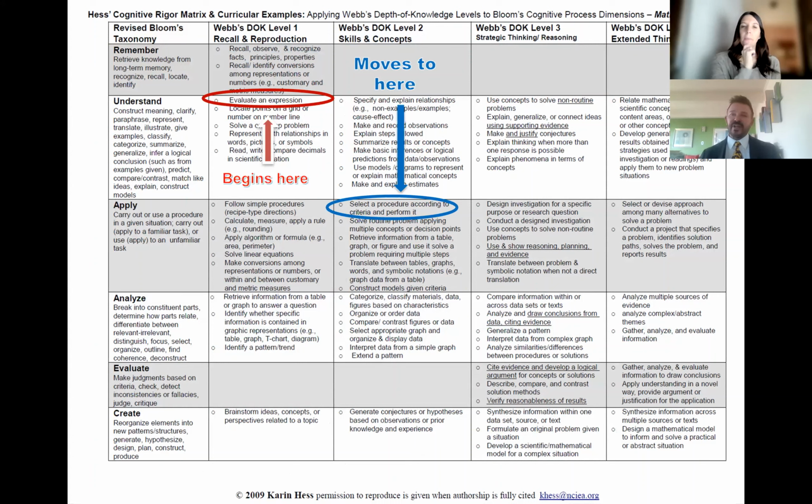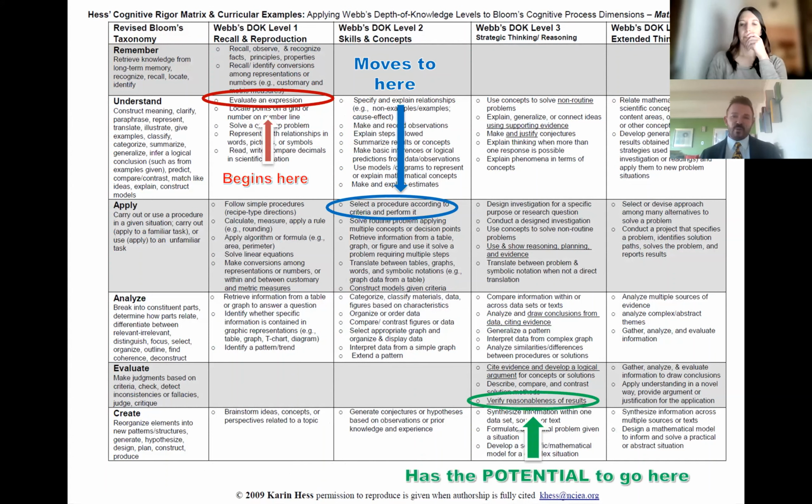But if the teacher really takes it to the full potential, it can actually get all the way to DOK 3, strategic thinking and evaluation. If the student's actually checking their work and having to verify the reasonableness, why is it reasonable that it's 1,680 square feet? Why is 5/12 reasonable for Josh? You know, so when they start answering some of those questions, they're really thinking strategically about what they're doing.